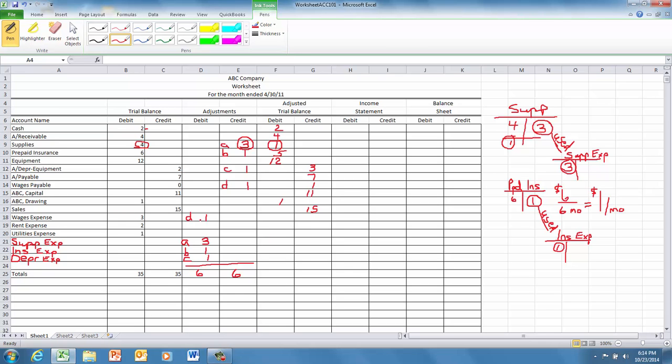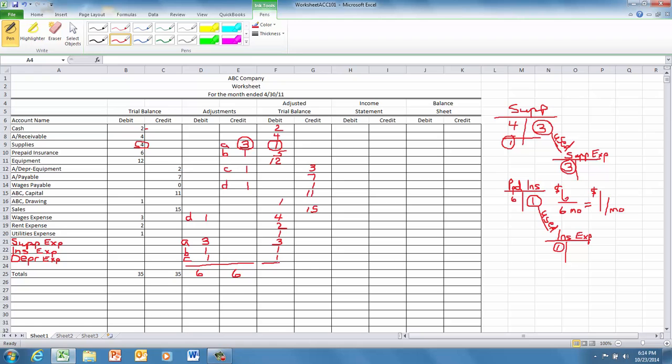Wages is a 3 debit and a 1 debit. Debit and debit is add. 3 plus 1 is 4. Rent still stays at 2 debit, utilities at 1 debit. Now the rest of these don't have anything in trial balance, but they have one in adjustments, and so I just copy them down. You just have to be real careful to notice whether these are debits or credits. These are all debits, 3, 1, and 1.